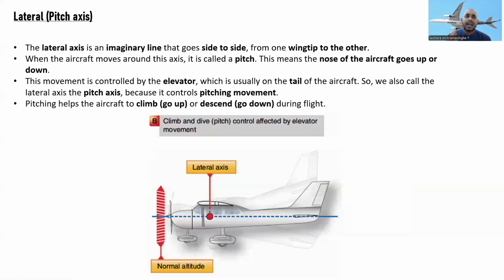Okay, now let's go to the lateral or pitch axis. The lateral axis is also an imaginary line that goes side to side. Before, it was nose to tail, and now it is side to side.